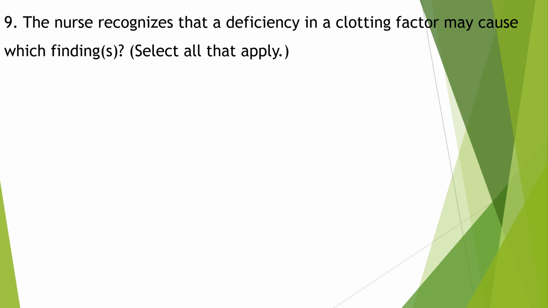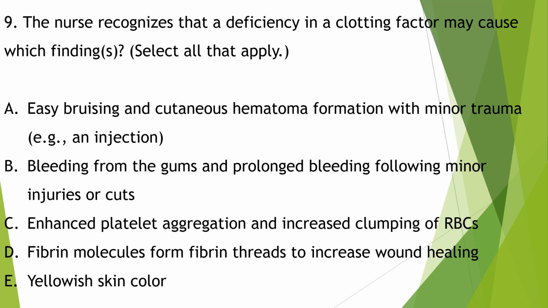The nurse recognizes that a deficiency in a clotting factor may cause which finding? Select all that apply. Easy bruising and cutaneous hematoma formation with minor trauma, bleeding from the gums and prolonged bleeding following minor injuries or cuts, enhanced platelet aggregation and increased clumping of RBCs, fibrin molecules form fibrin threads to increase wound healing, yellowish skin color. So deficiency in clotting factor will cause easy bruising and cutaneous hematoma formation with minor trauma as well as bleeding from the gums and prolonged bleeding following minor injuries or cuts.